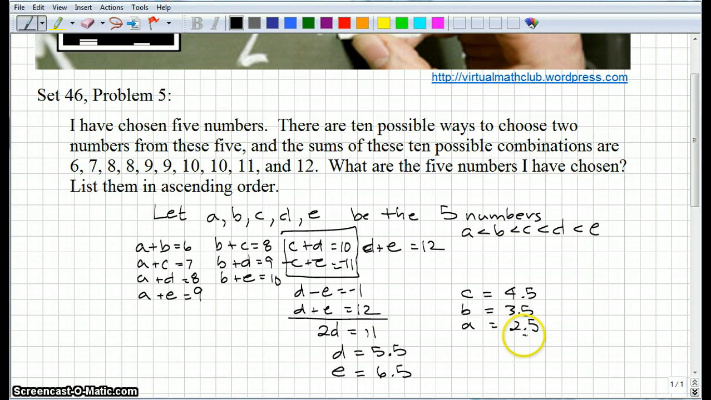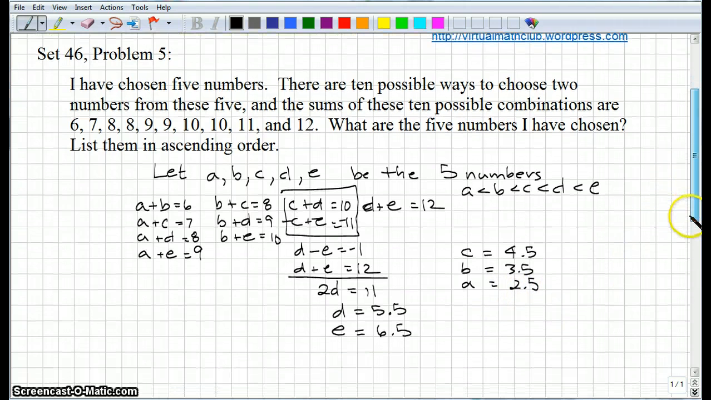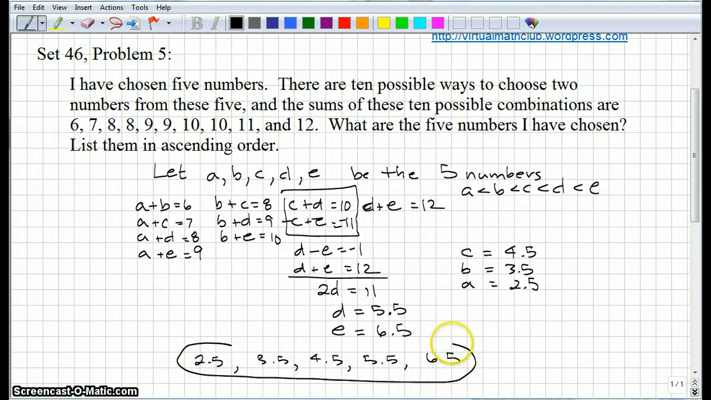So there I've got my numbers. And they're all different, but they're all decimal numbers. So let me write them out like it says to do, and list them in ascending order. That means that they're increasing. So we have 2.5, 3.5, 4.5, 5.5, and 6.5. Wasn't that sneaky of me to choose numbers that were not integers? So there you go. There's the answer.